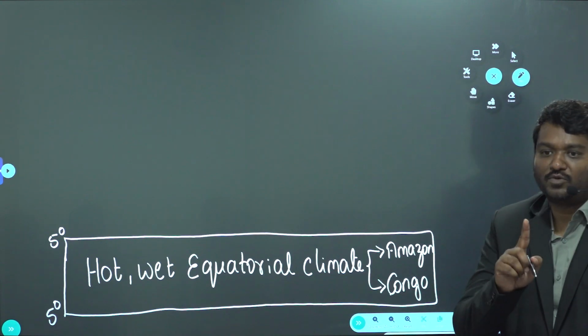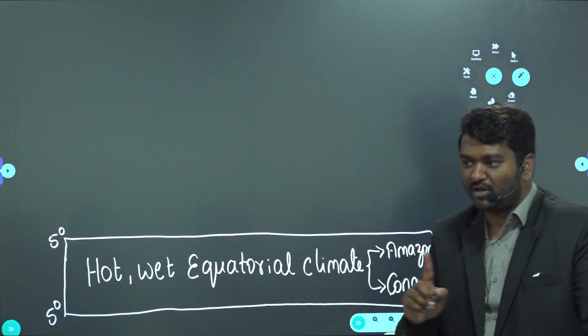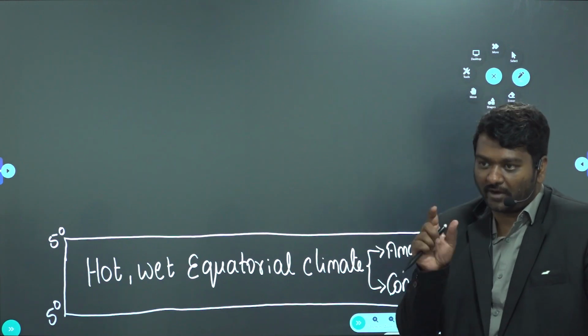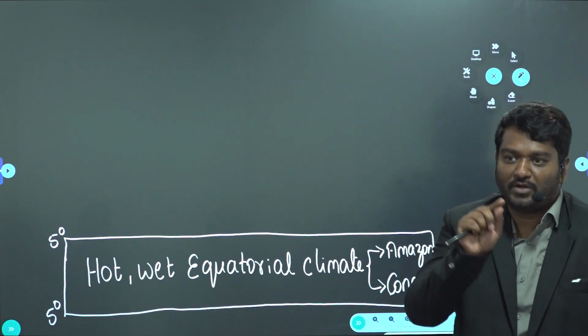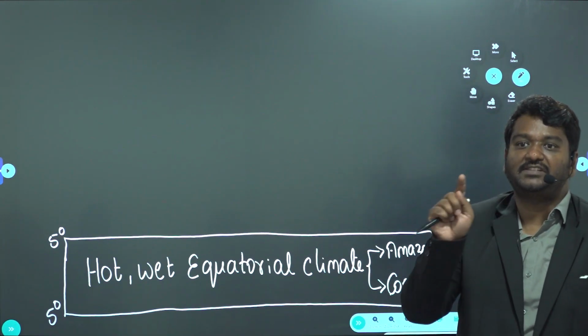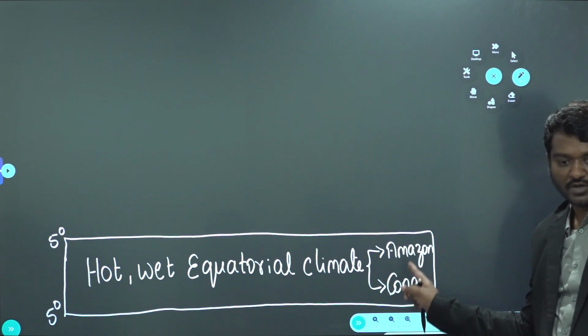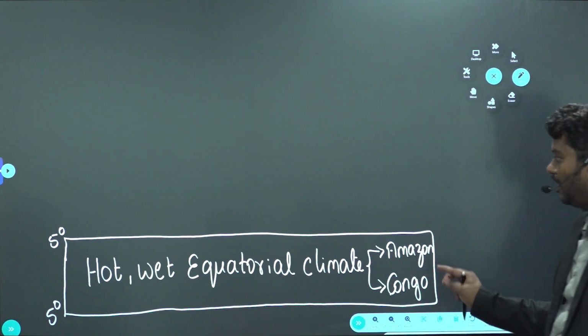Map based one question can come either on Amazon or on Congo. Don't just look at rivers, even look at the tributaries of it once and the states or countries through which it passes. These two, Amazon and Congo. Okay.